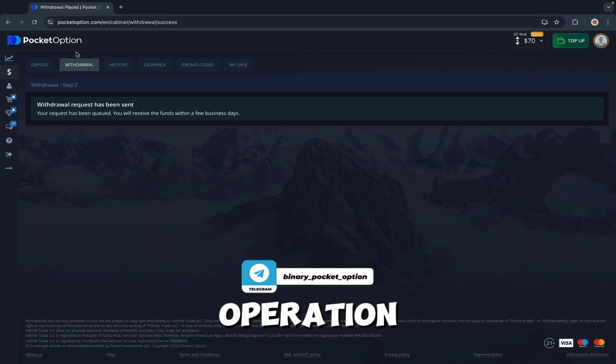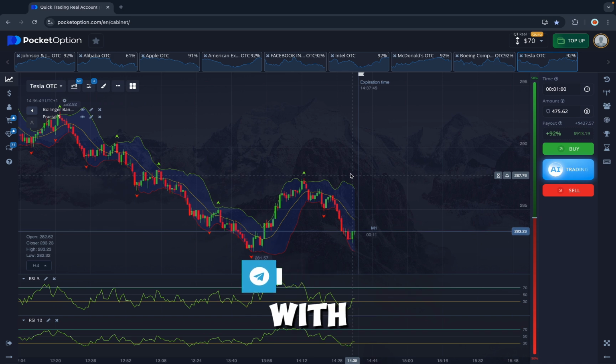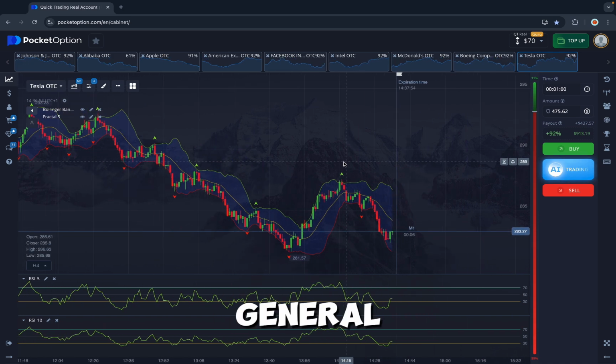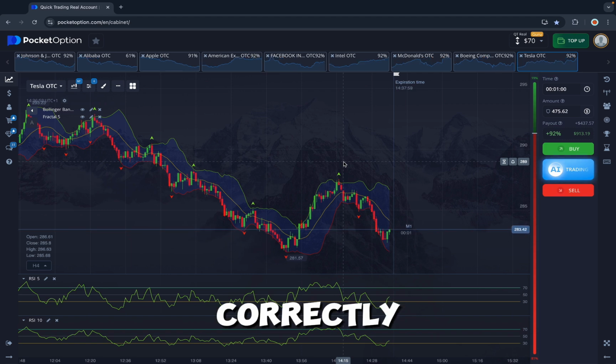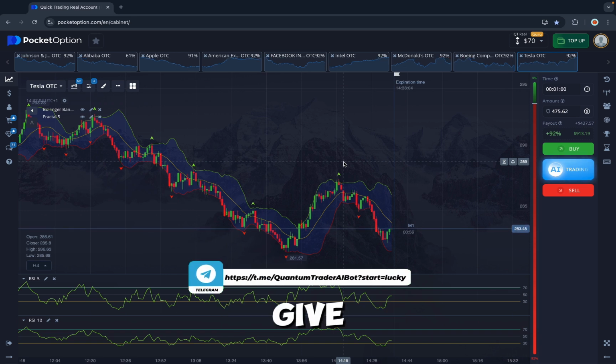The withdrawal operation is successfully executed. This is how the trading for today turned out with the use of this bunch of indicators. As you can see, everything is generally simple. The most important thing is to analyze the market correctly and understand the movement on the charts. Then your indicators will give you perfect signals.